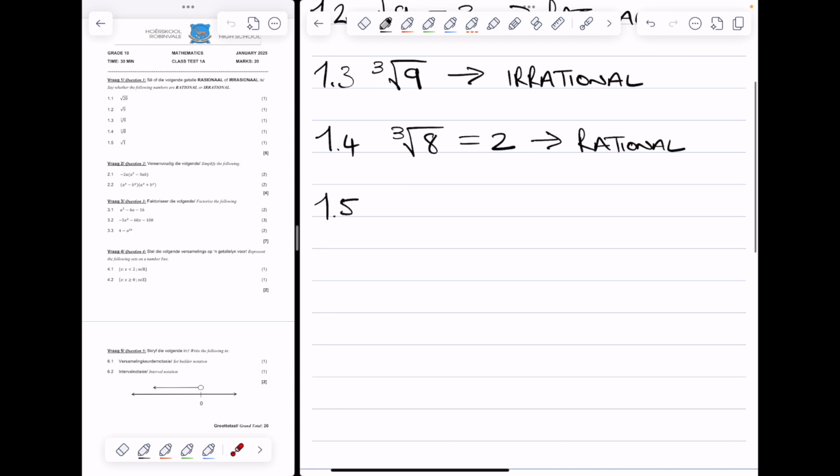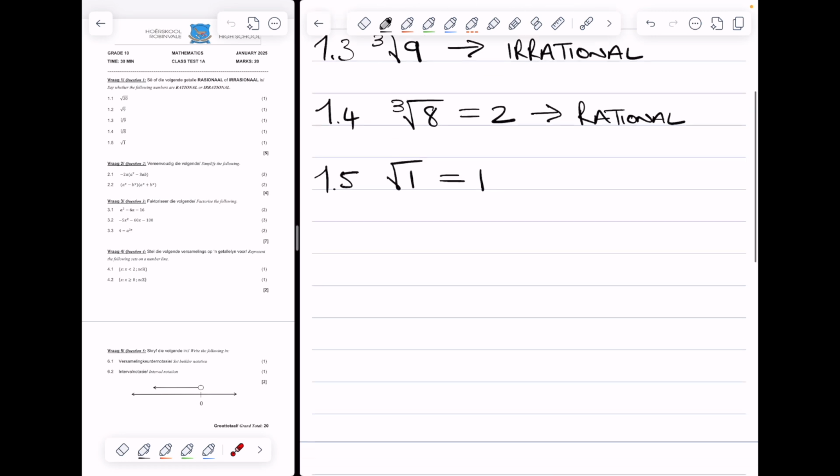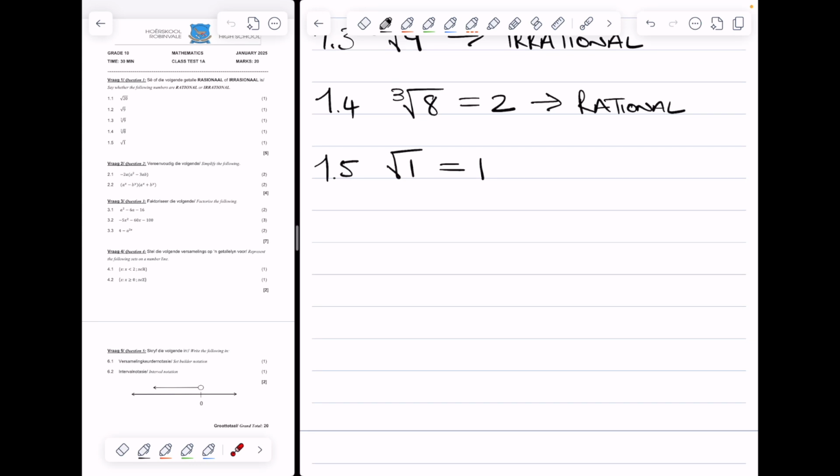1.5, the square root of 1. Now here, some of you in the test, you for some reason assumed that this must be irrational. Not sure why, but the square root of 1 is 1, because 1 is a perfect square. If you look at the list of squares that you've been taught thus far, the list of squares starts at 1.